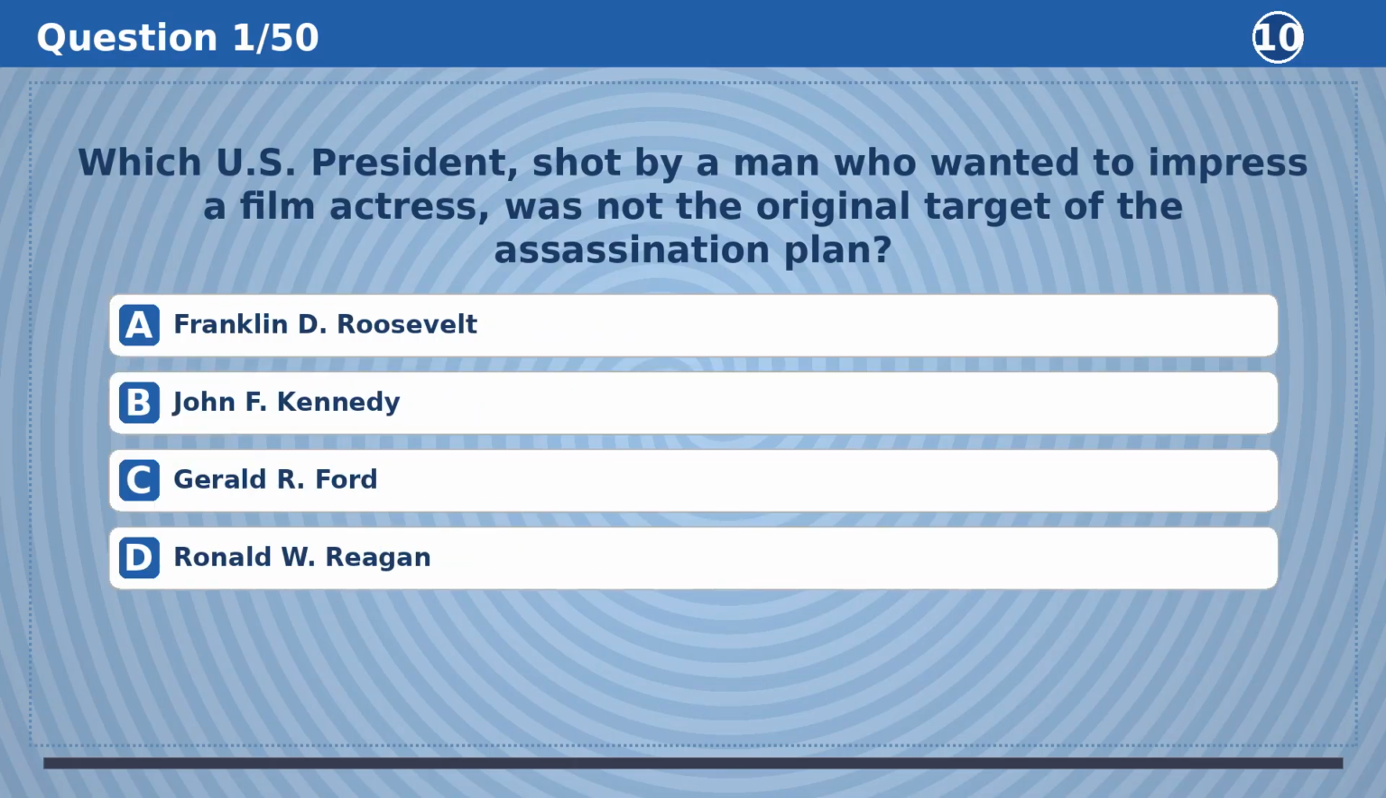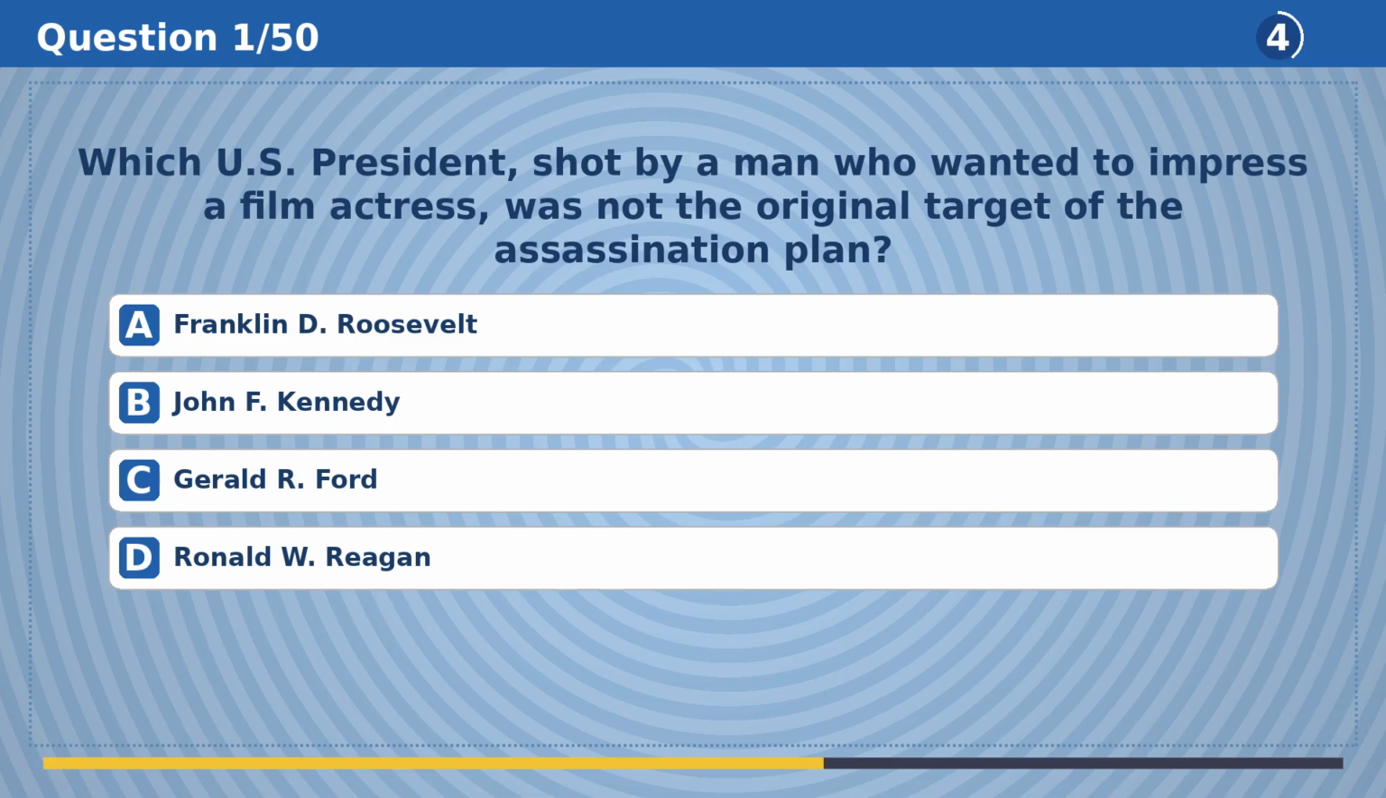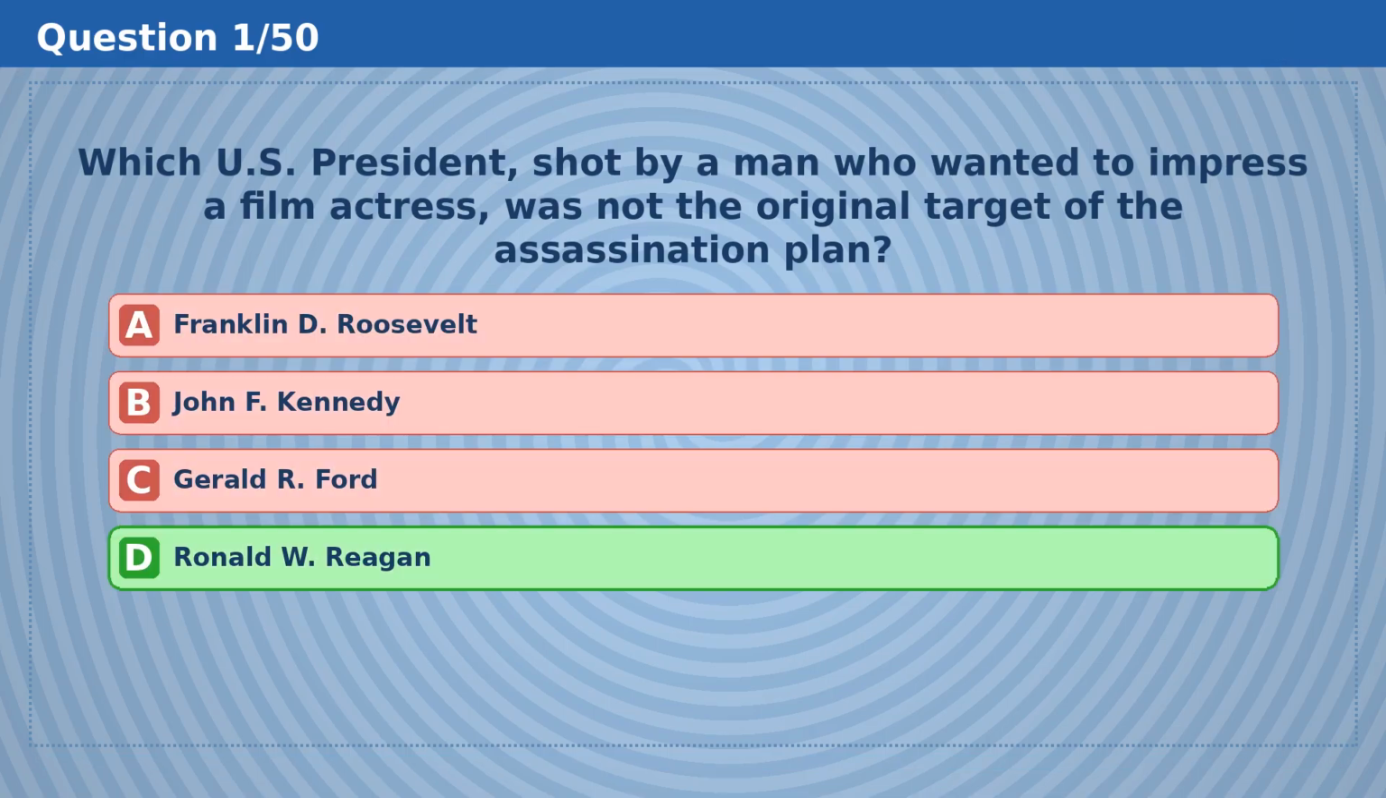3, 2, 1. Which U.S. president, shot by a man who wanted to impress a film actress, was not the original target of the assassination plan? The answer is D. Ronald W. Reagan.